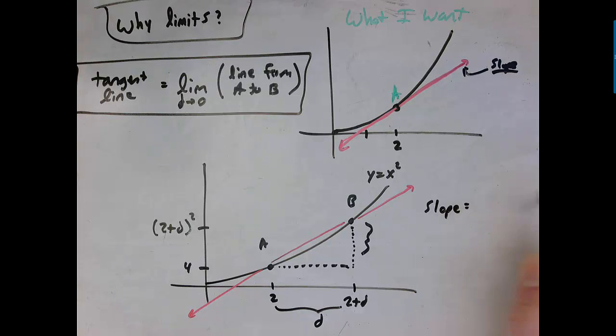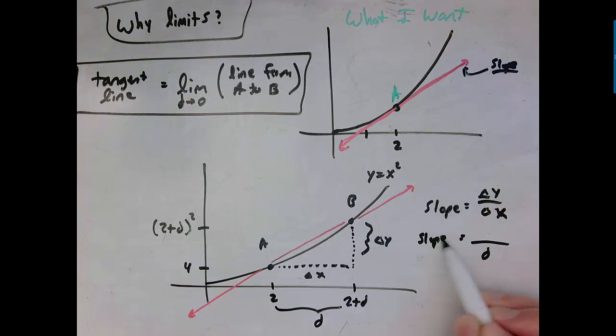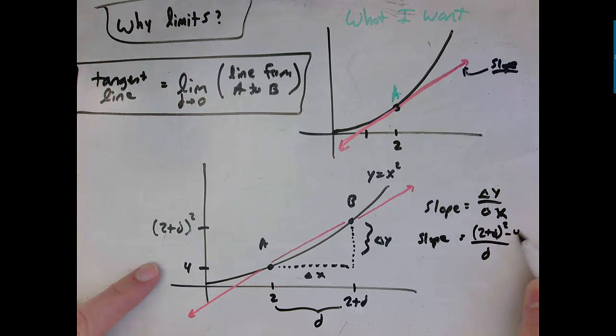So now, what's slope? I know slope is change in y over change in x, where this is change in y, and this is change in x. So let's go ahead and write expressions for that now. Let's see, change in x looks like it's exactly what we just called d. So change in x is just d. What about change in y? Change in y is the difference between these two y-coordinates. So it must be (2 plus d) squared minus 4.